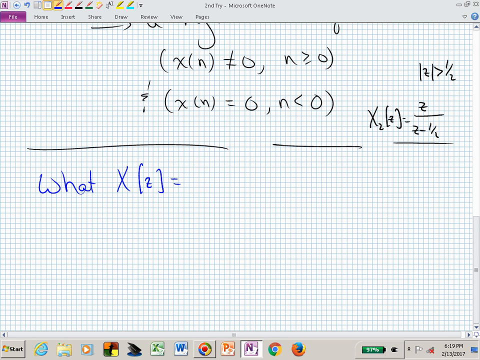What if I gave you this expression for capital X of z, and only that expression? Could you tell me what little x of n looks like? That's the whole point of this discussion: if I just give you z over z minus 1/2, can you tell me what the time domain waveform little x of n looks like? You can't without some additional information, and the additional information is the region of convergence. With the region of convergence and this, then you can tell whether the 1/2 to the n is either a left-sided or a right-sided sequence. Meaning, what the inverse z transform of capital X of z is, is unclear until somebody tells you where z is defined, or where this expression evaluates to a valid number.